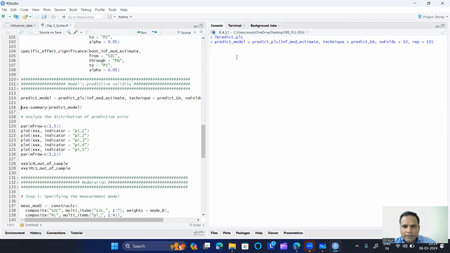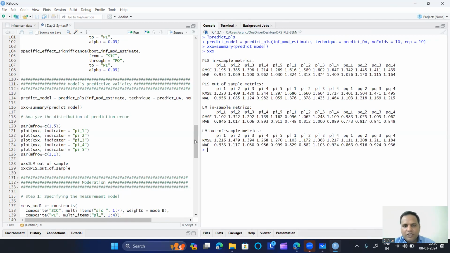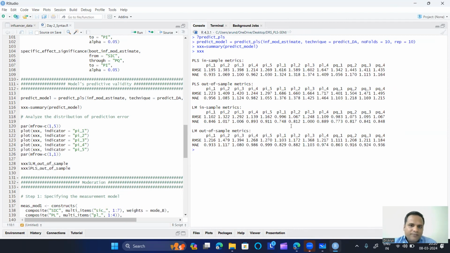Keep my cursor there and run it. Now see, this red blip is active. So it is doing 10 folds, 10 repetitions, dividing the sample into training sample and holdout sample, done very fast. Again, R is so fast. Now I'll simply summarize this predict model and keep it in a vector called triple X. So now let me run this. And if I see XXX, see, this is the predictive power of the model.